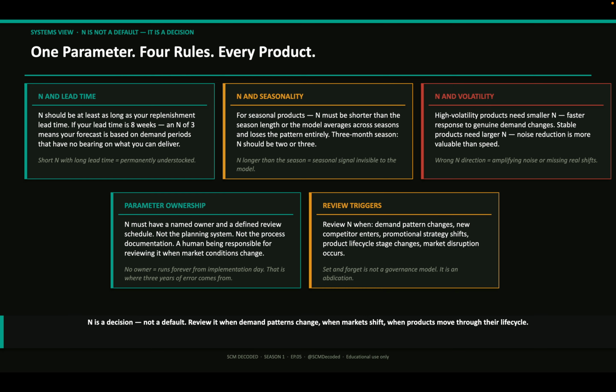Ownership means a specific person, not the system, not the process documentation, is responsible for reviewing the parameter on a defined schedule and updating it when the demand environment shifts. Without accountability, it remains at the implementation value indefinitely. That is the source of multi-year directional bias in planning outputs. So assign N, own N, review N. Those three verbs are worth more to your forecast accuracy than any model upgrade you will ever implement. Forecast speed must match the supply chain speed.